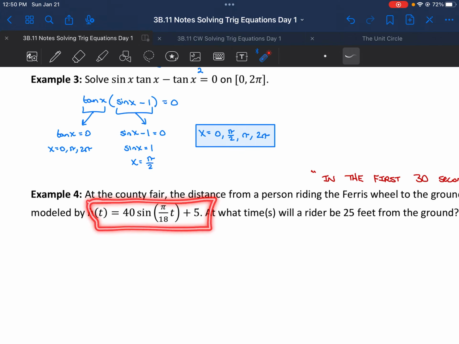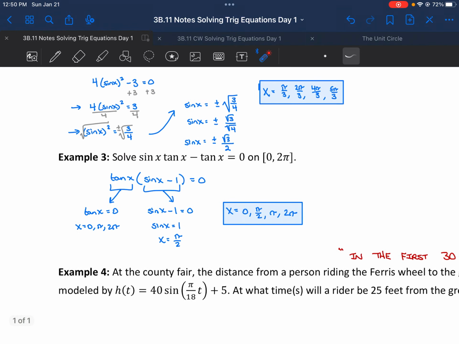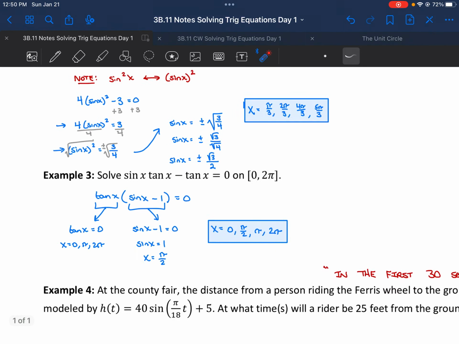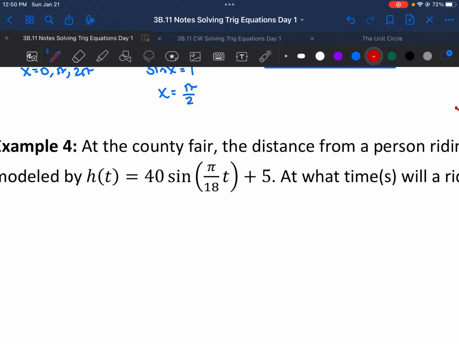Okay, so we want to know, here's our function. This function is telling us the height. H of t is representing the height that a person is off the ground. We want to know what times, so we're finding t, just like in these examples we were finding x. What time will a rider be 25 feet from the ground? So that's going to represent the height. We're going to take our height function, 40 sine of pi over 18t plus 5, and set it equal to 25. We want to know, when is this height function going to give us a height of 25?